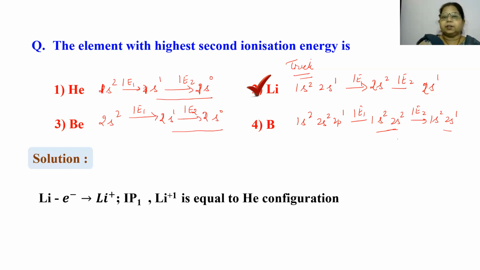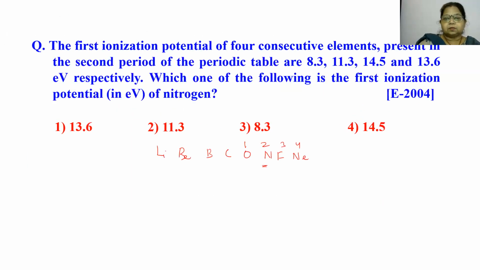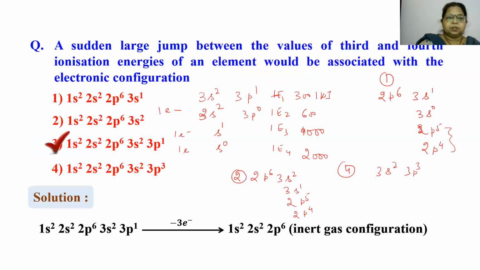Usually we talk about the first ionization enthalpy. Here you are asked for the second ionization enthalpy, right? On the basis of first ionization enthalpy, we can always delete option 1, helium and beryllium. Then we have to choose between lithium and boron, right? Then this question should be the easier one.